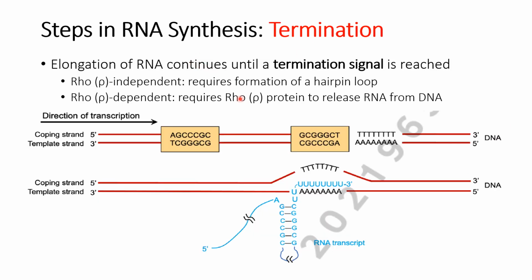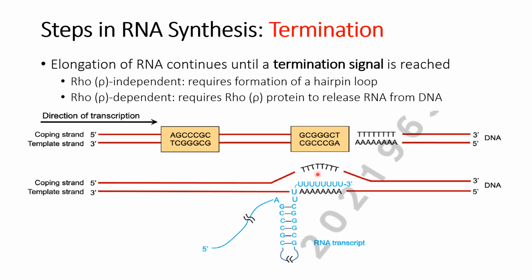Right. So, let's say, natapos na yung elongation, no? Let's say, na-transfer na lahat ng information or na-kopya na lahat ng information from the DNA molecule to the RNA. Okay? So, kailan siya matatapos? Kailan siya magte-terminate? Okay? So, elongation of RNA continues until a termination signal is reached. Okay? Ano ba yung mga termination signal? Alright? The Rho independent, no, it requires formation of a hairpin loop. Okay? Rho dependent requires Rho protein to release RNA from DNA.